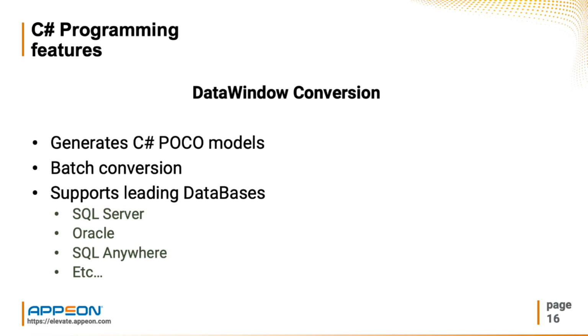The data window conversion utility automatically generates the C# POCO models from existing data windows, data stores, and child data windows. XML import export templates are also converted. That's nice. It allows you to batch convert multiple data windows at once. It supports various leading relational databases including SQL Server, Oracle, SQL Anywhere, Postgres, MySQL, and SQLite. It supports converting data windows from most versions of PowerBuilder: Sybase PowerBuilder 8 through 12.5, SAP PowerBuilder 12.6, and Appeon's PowerBuilder 2017 all the way up through 2019 R3.